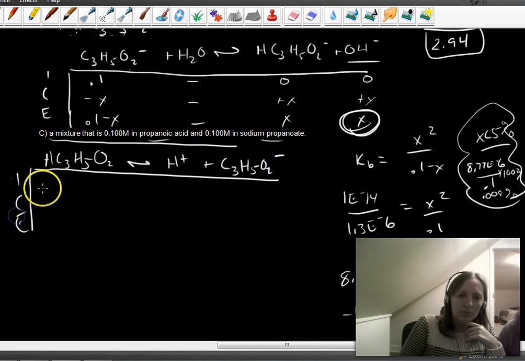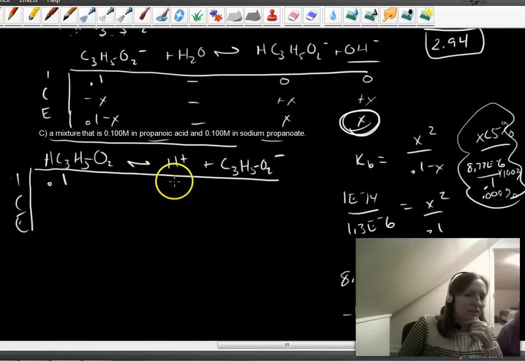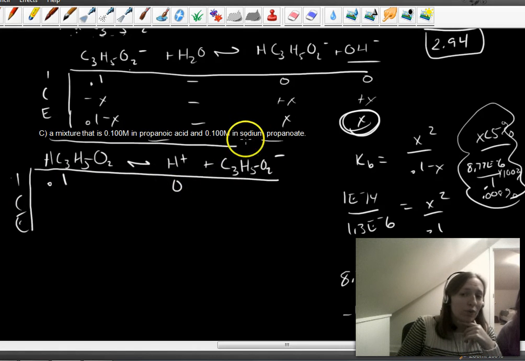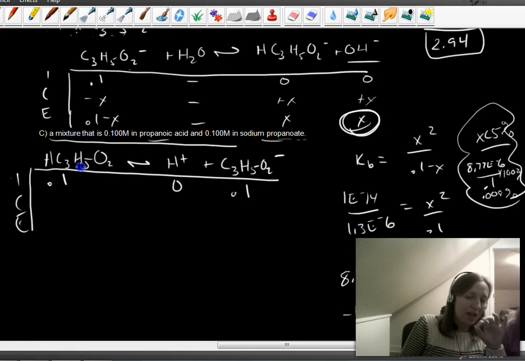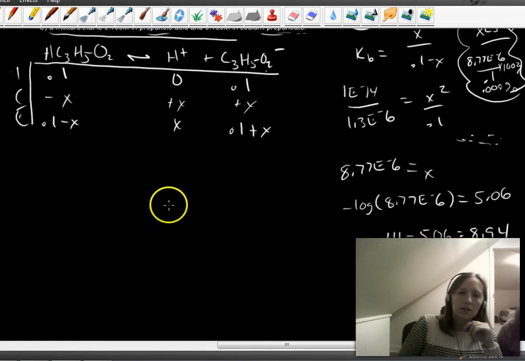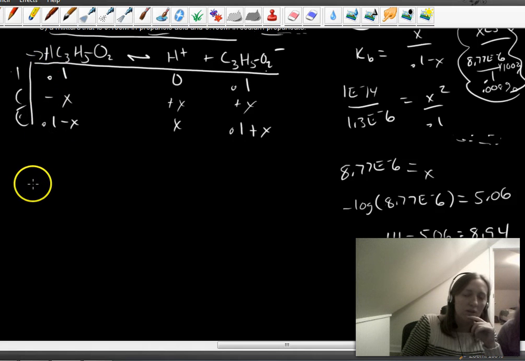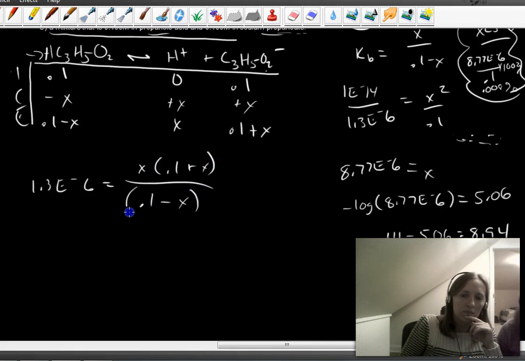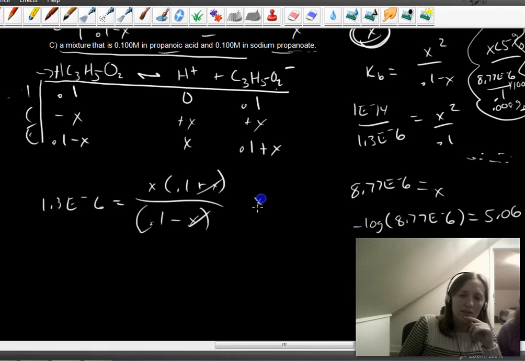And ICE. It's 0.1 molar in propanoic acid. We don't have any of this yet, but we put in some sodium propanoate as well. So now we have put in on purpose the acid and its conjugate base. Plus x, 0.1. Do you see how pretty this is going to be? And since we're doing the acid here, we can use that Ka. Kill the x's. x is less than 5%.